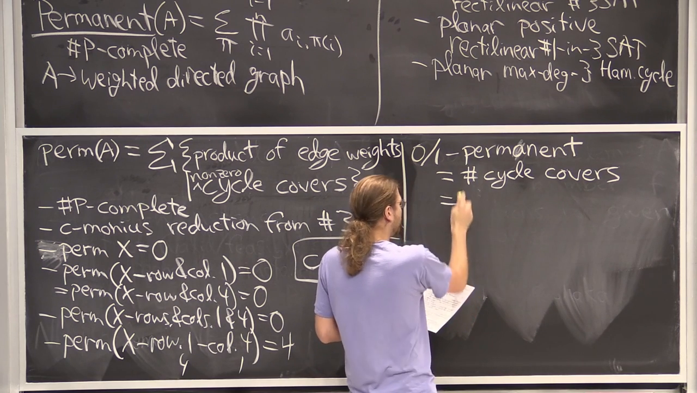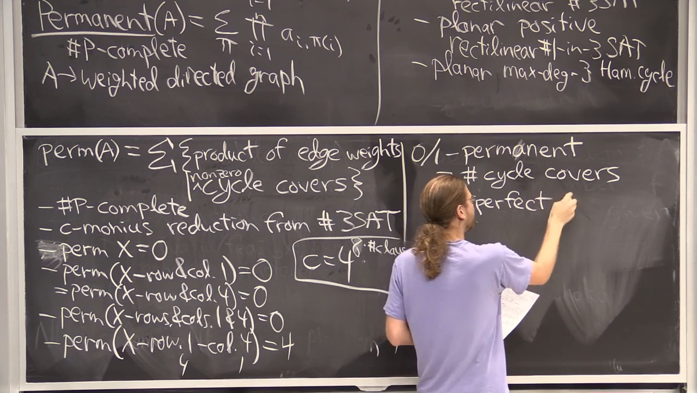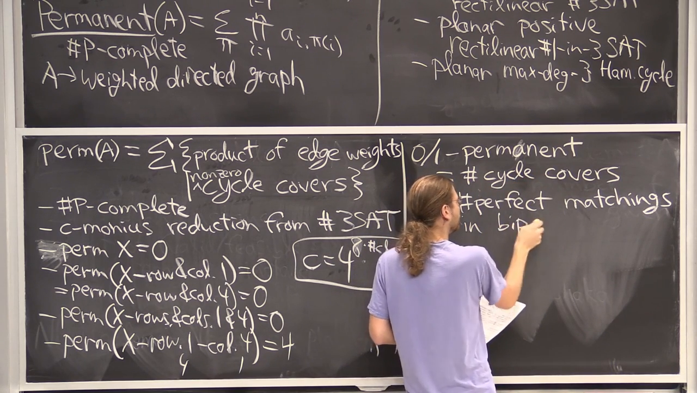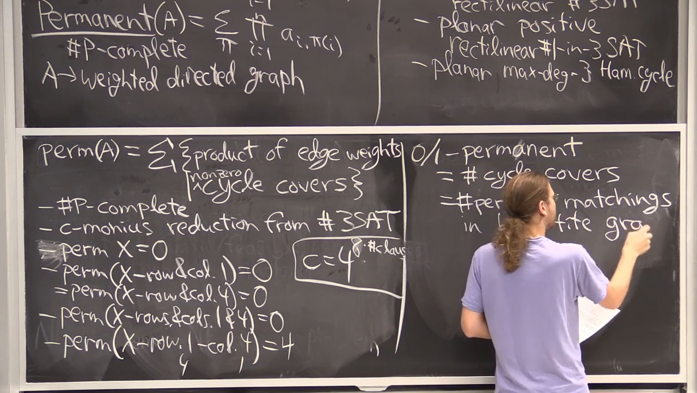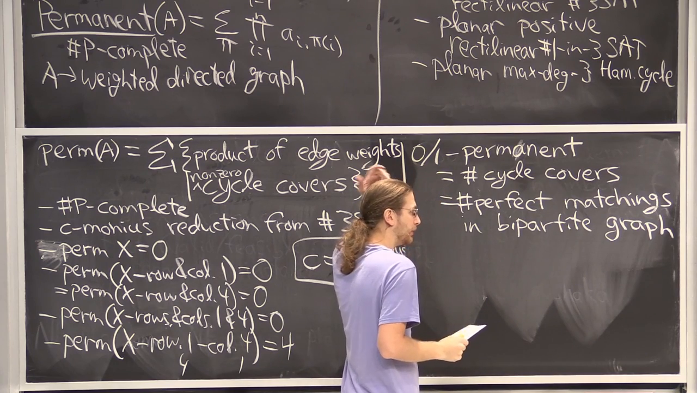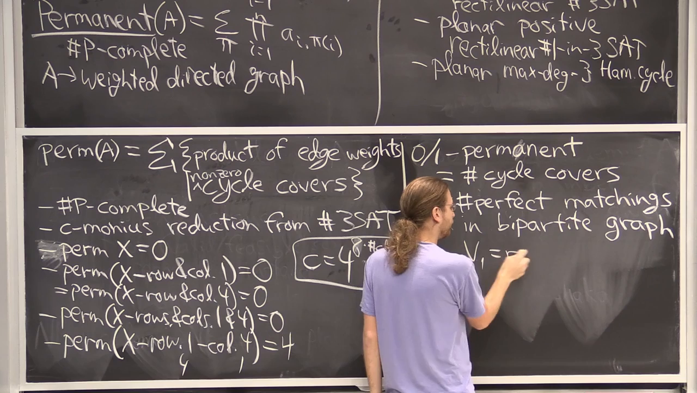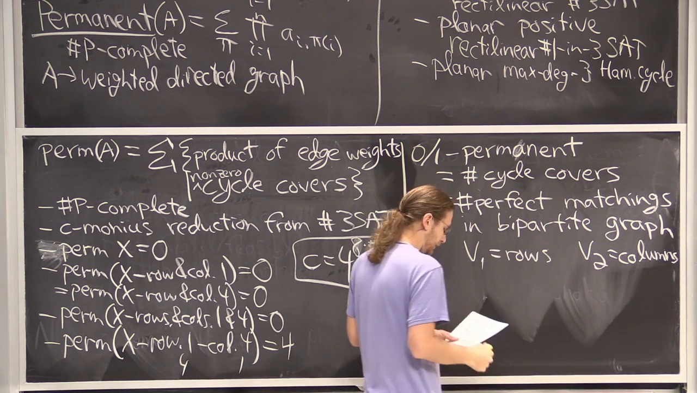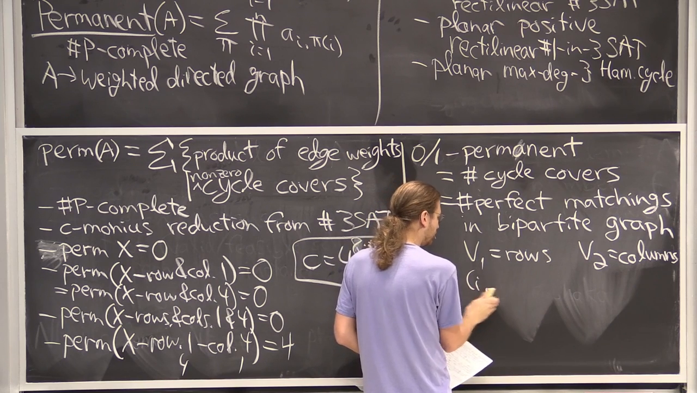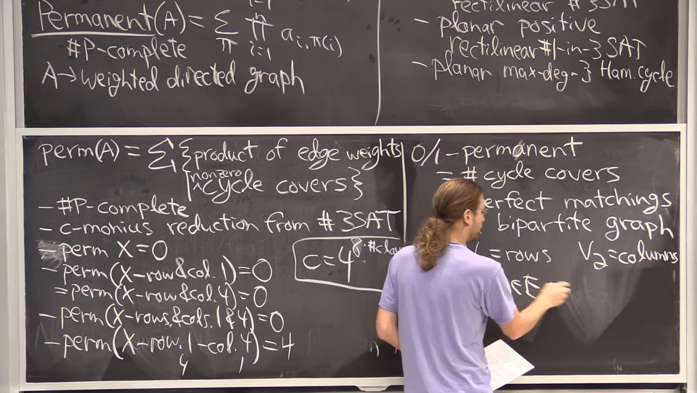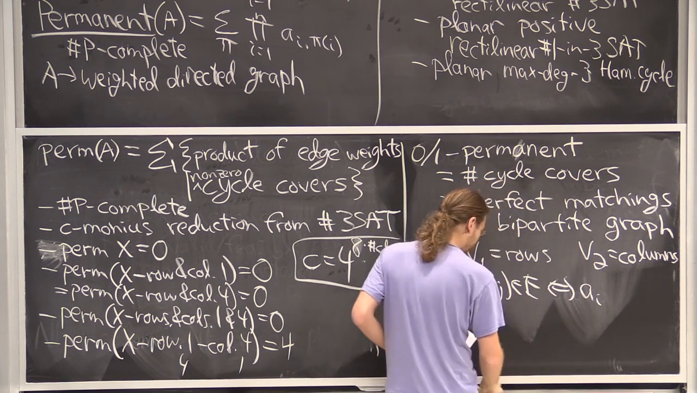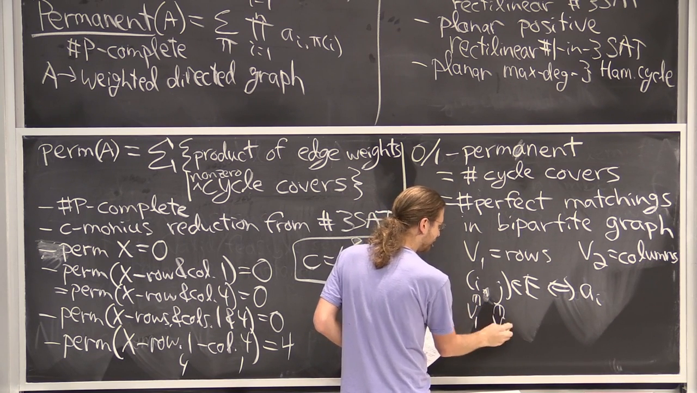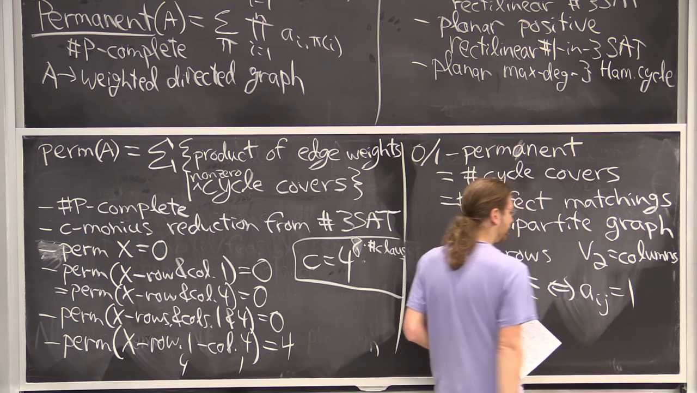But it also happens to be the number of perfect matchings in a bipartite graph. Which bipartite graph? The bipartite graph where one side of the bipartition is the rows and the other side is the columns of the matrix. And you have an edge ij if and only if, where i is a vertex of V1 and j is a vertex of V2, the matrix entry ij equals 1. If it's 0, there's no edge.